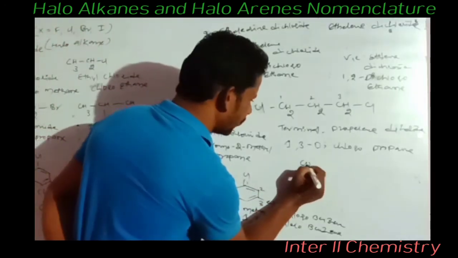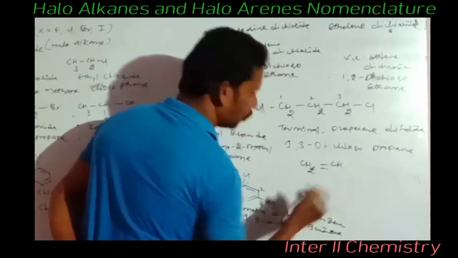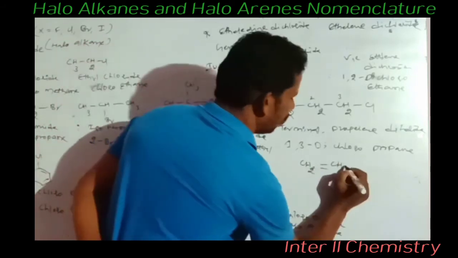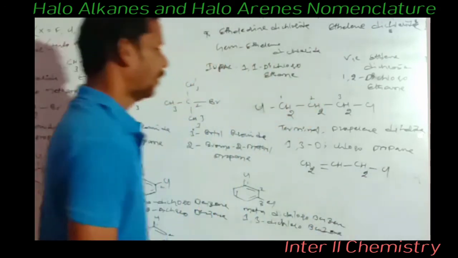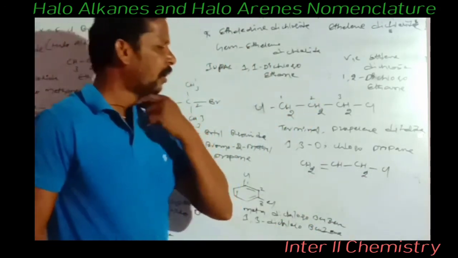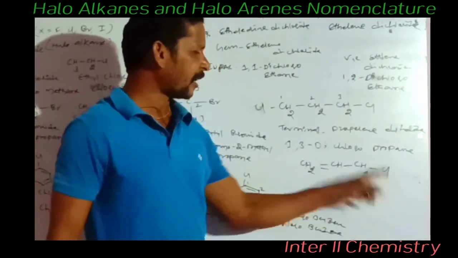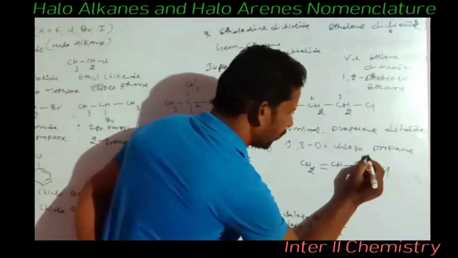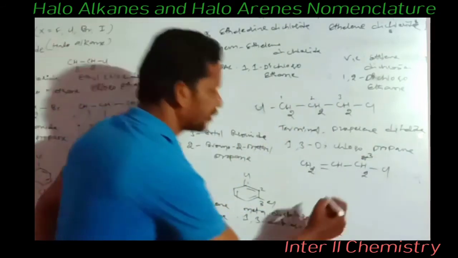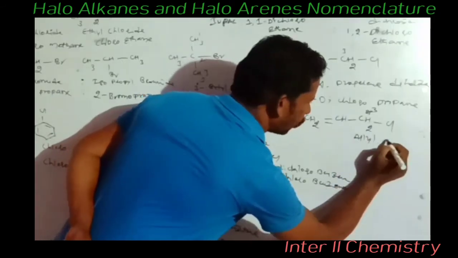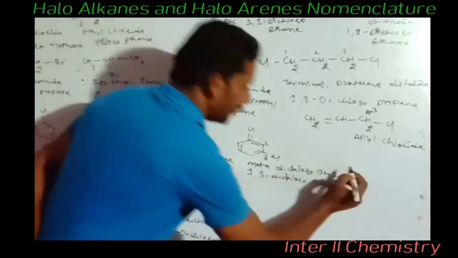Suppose, for example, I am writing CH2, double bond CH, and again I am writing CH2Cl. So what is the name of this compound here? Already we discussed allyl halides. The halogen atom is directly attached to the sp3 carbon, and that carbon is next to the carbon with the double bond, so it is called allyl chloride.